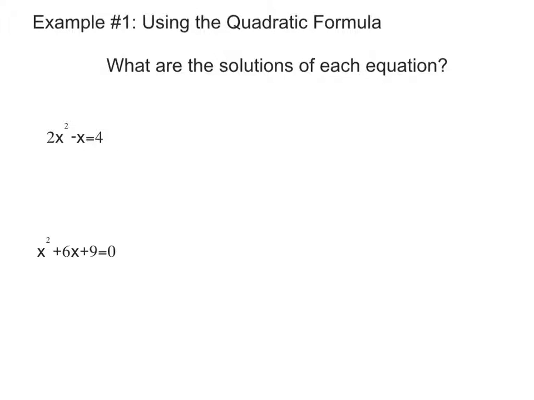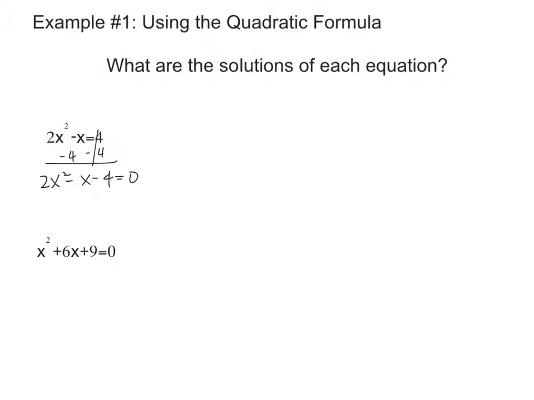So here we go. The first thing we have to do is be sure that everything is in standard form. Our first equation is not in standard form, so let's correct that. I need to subtract 4 on both sides, and I'm left with 2x squared minus x minus 4 equal to 0. Our a, b, and c would be 2, negative 1, and negative 4.